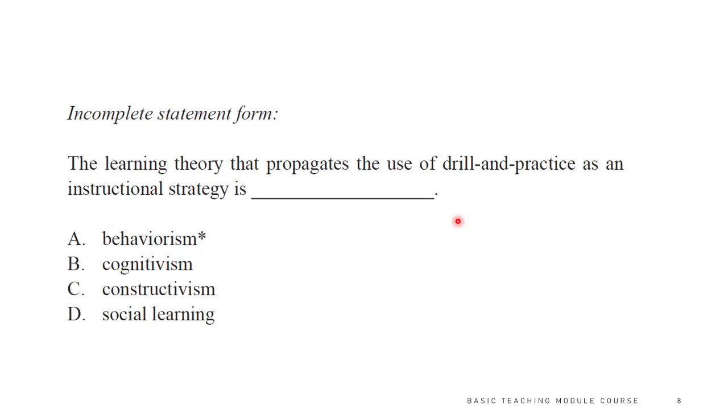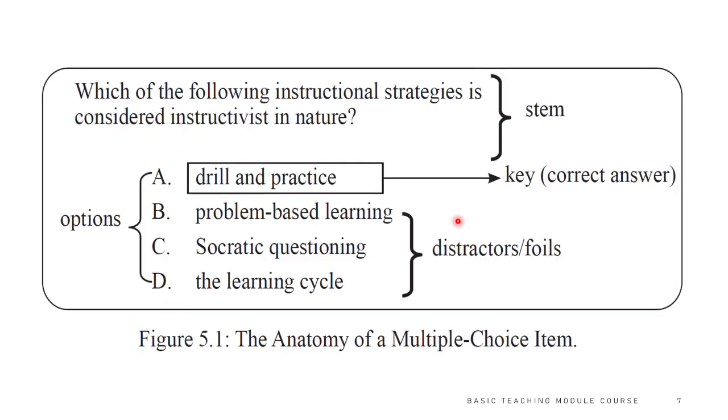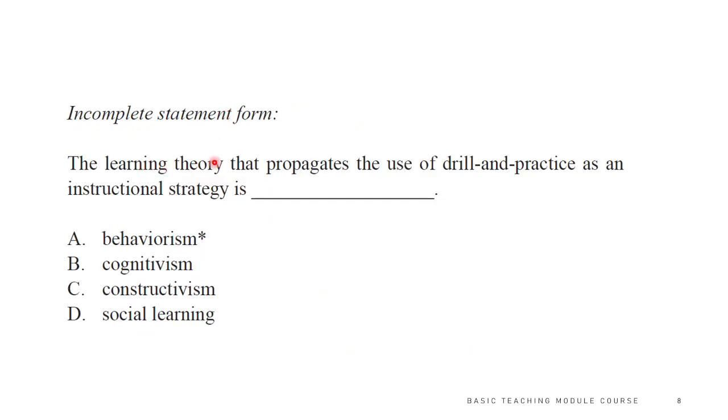This is to highlight that there are different kinds of MCQ question. This one here we call a question form because it has a statement of a question, like which of the following instructional strategies is considered instructivist in nature. So as you can see, this is the use of a question. While another form of MCQ is the incomplete statement form, whereby a sentence is written with a blank, and students need to choose which of the options is the key that fits nicely into the sentence.